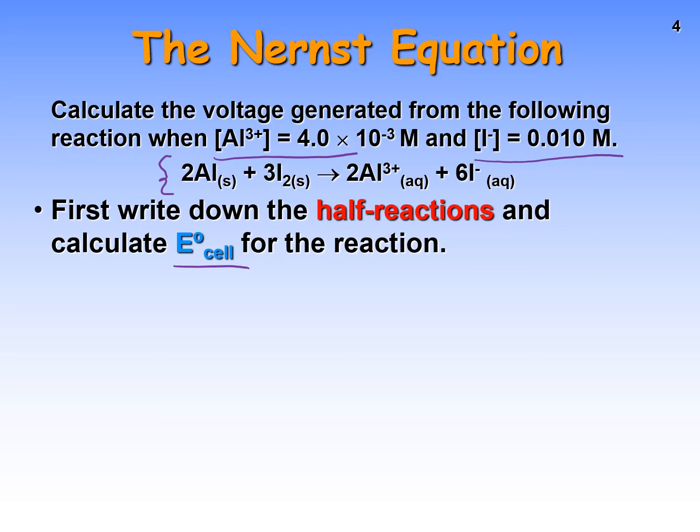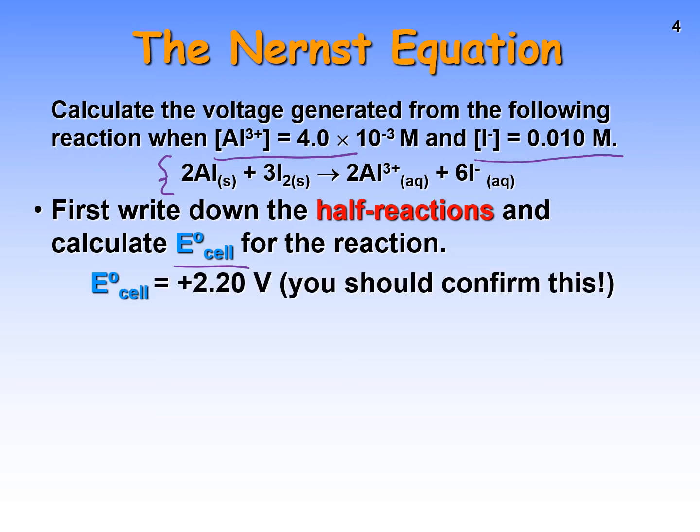Now, we can do that by figuring out what's being reduced and what's being oxidized in this reaction. If we split this up into the half reactions and do our calculation, cathode minus anode, looking up the reduction potentials, then we should get 2.2 volts. You should go back and confirm that you know how to do this part.